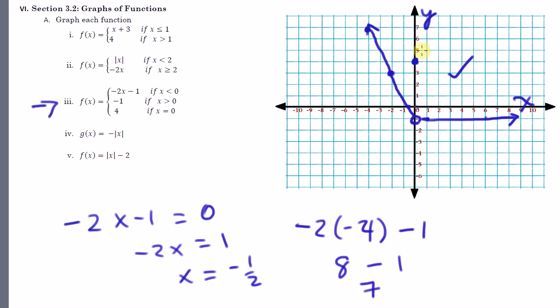I would probably label this point as (0, 4). I would probably say this is the line y equals -1, and this is the line y equals -2x minus 1, something like that.